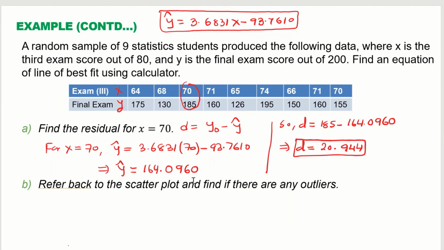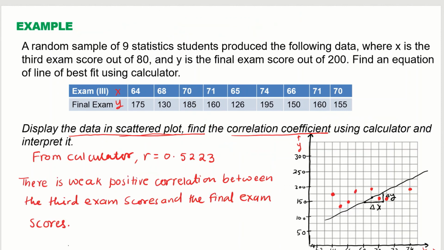Okay, now the last part. Refer back to the scatter plot and find if there are any outliers. So we'll go back to the scatter plot. So here is the scatter plot, and we need to find out if there are any outliers. Outliers are any points that are significantly far from the line of best fit.